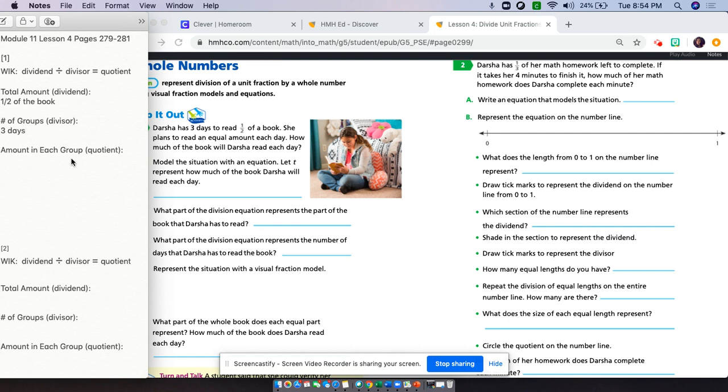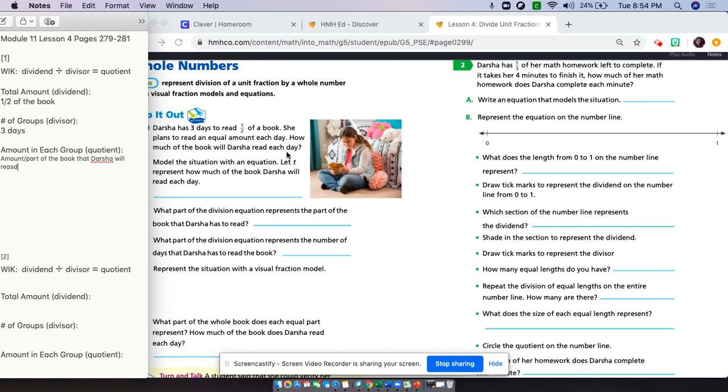My amount in each group is what we're looking for, my goal. How much of the book will Darsha read each day? So the amount is the part of the book that Darsha will read each day. Okay?